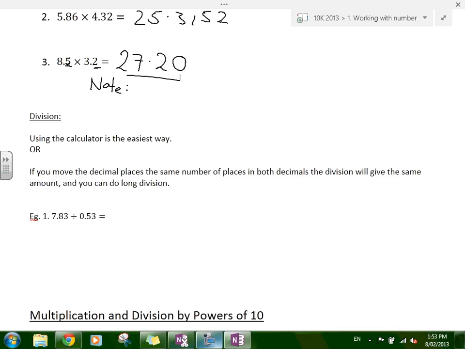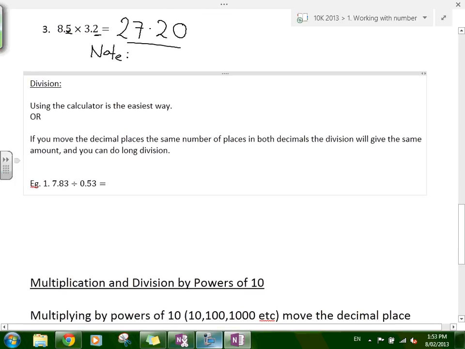Okay, but usually you're not going to bother doing it. Is that right, Anita? You don't use long division a lot, I would imagine. No. Good. Now, so division using the calculator is the easiest thing.